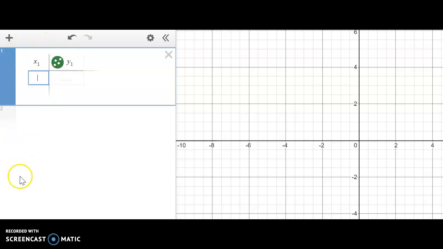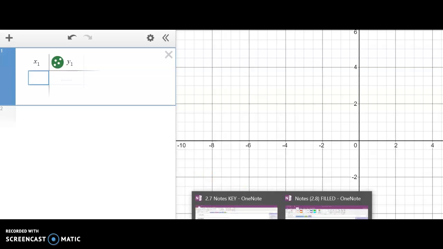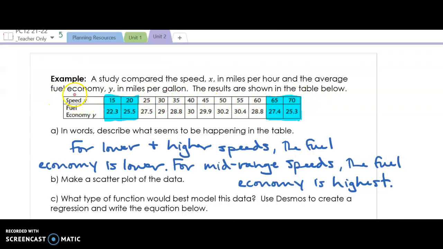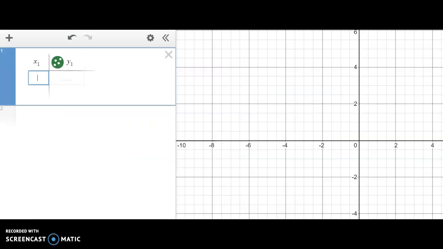In our X1, this is where we are going to type in each of the values for speed that we have. And in our Y1 column, that's where we will type in each value for our fuel economy. I'm going to give us a second to do that now, but it's very important that if 15 is the first speed you put in that table, 22.3 has got to be the first Y value you put in the table as well. Our pairs, these data pairs, have to stick together. So let's take a second and fill our data in our table in Desmos.